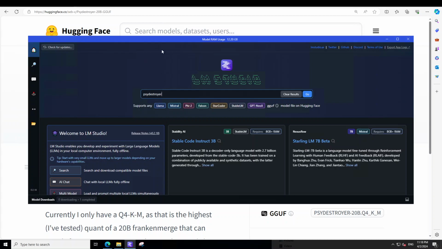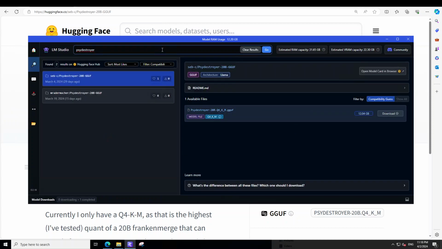Now just type Psydestroyer in the text box, press enter, and then you will see that there is a GGUF quantized version of around 12 gig, and it is a Q4. It's a big model, 20 billion, so that is why even the quantized version is quite big. Now I have one GPU card of 16 GB VRAM and my memory is 32 GB.